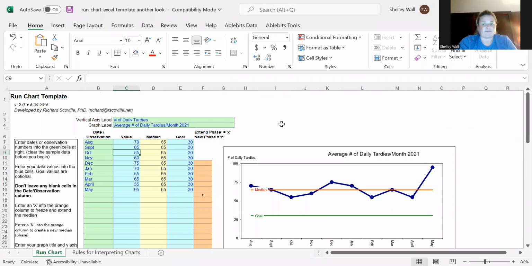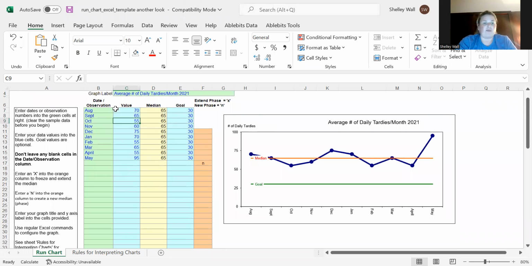So you can see here, it's set up to put in your vertical axis label, which for me is going to be number of daily tardies. And then my graph label is average number of daily tardies per month in the year 2021.